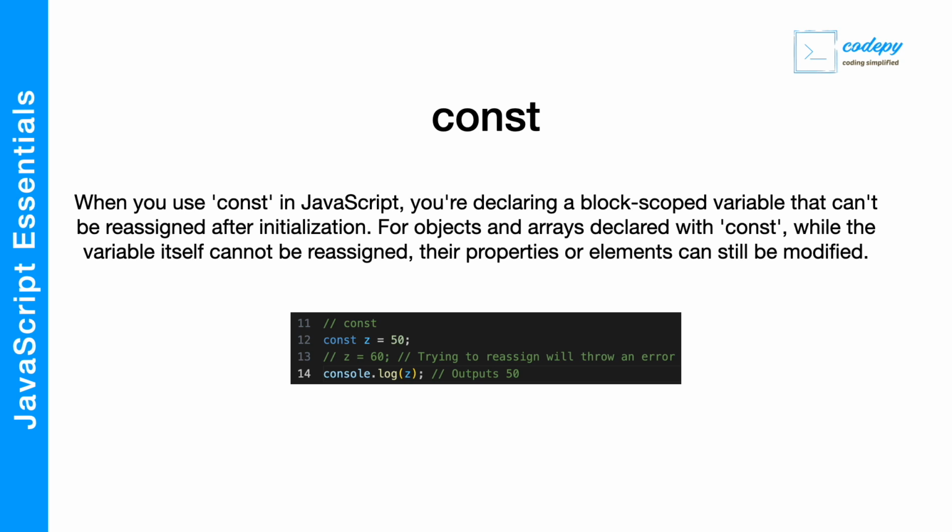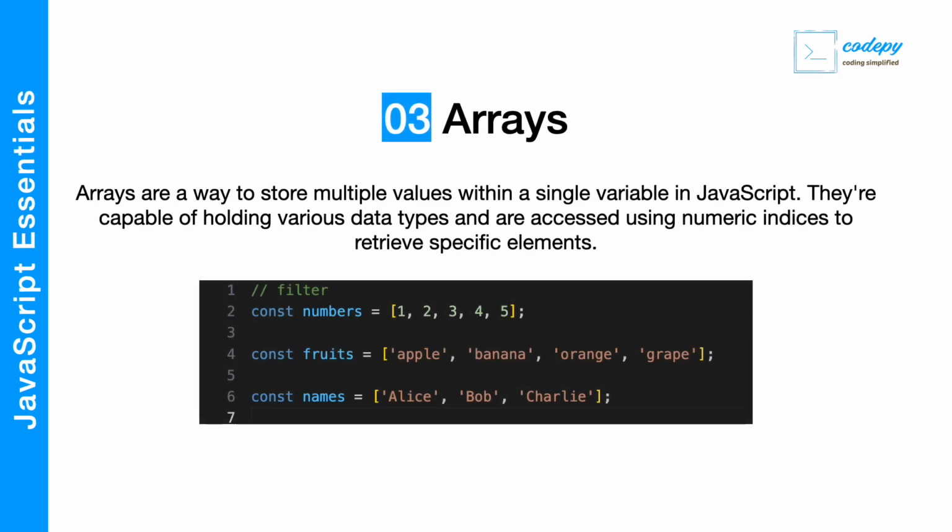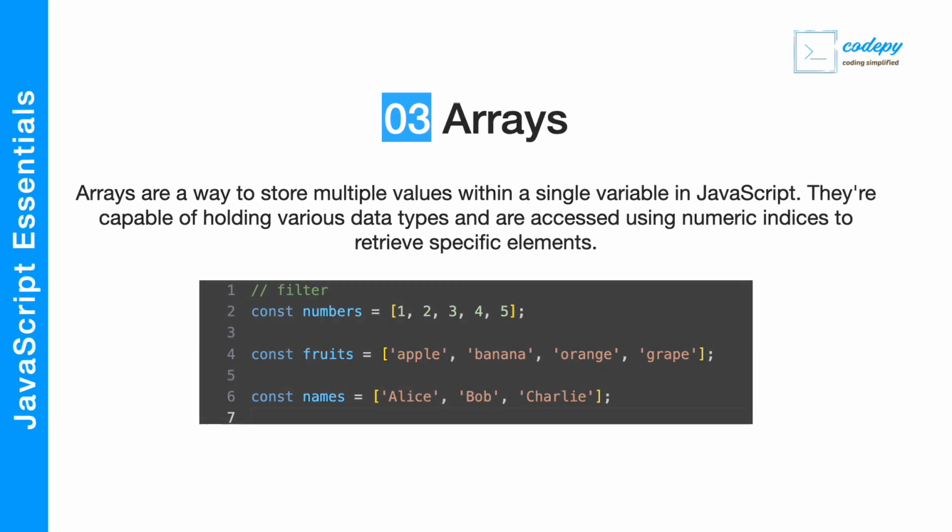Arrays are a way to store multiple values within a single variable in JavaScript. They are capable of holding various data types and are accessed using numeric indices to retrieve specific elements. Here we declared a numbers array which stores a list of numbers. We use square brackets to define an array.